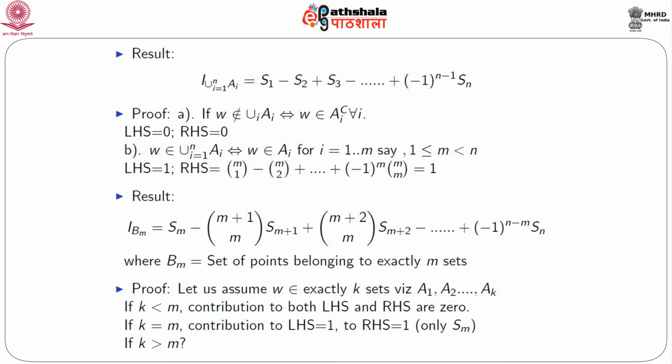When k is less than m, the contribution to the left hand side as well as to the right hand side is equal to 0. If k is equal to m, the contribution to the left hand side is 1 and the contribution to the right hand side will be 1. The contribution will come only from S_m. If k is greater than m, the contribution to the left hand side will be 0, and after much computation it can be shown that the contribution to the right hand side is also 0.